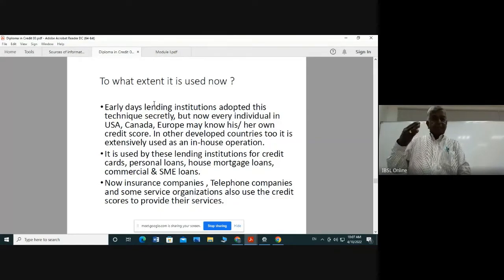So now insurance companies, telephone companies, and some service organizations also use credit scores to provide their services, to ensure whether the customer is credit worthy, whether he will pay his payment regularly.